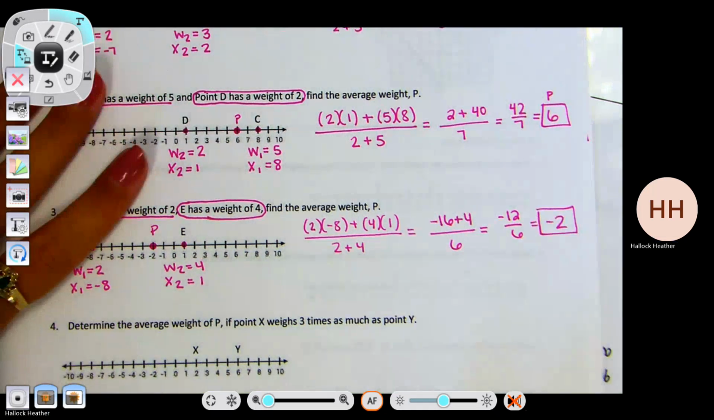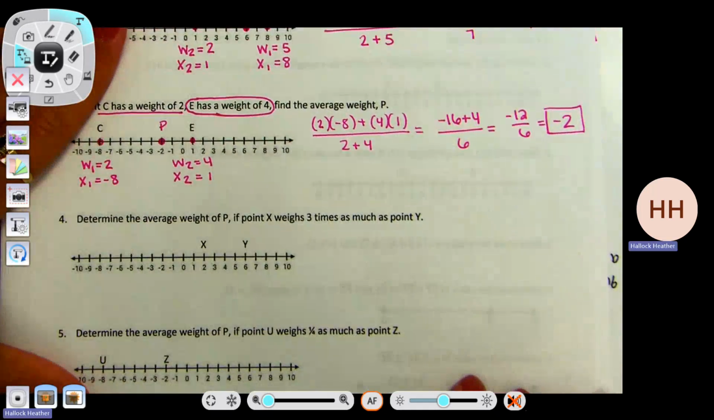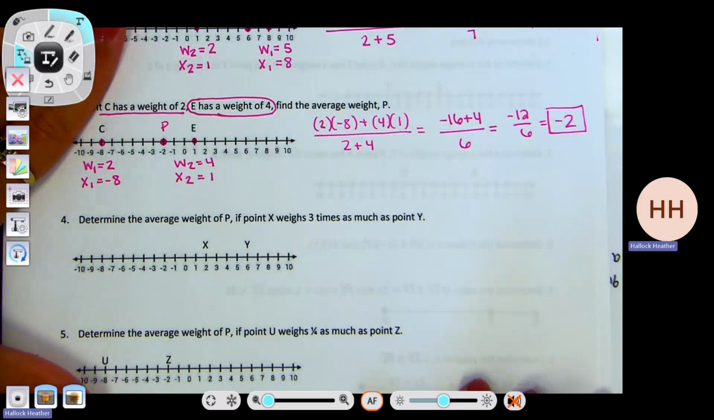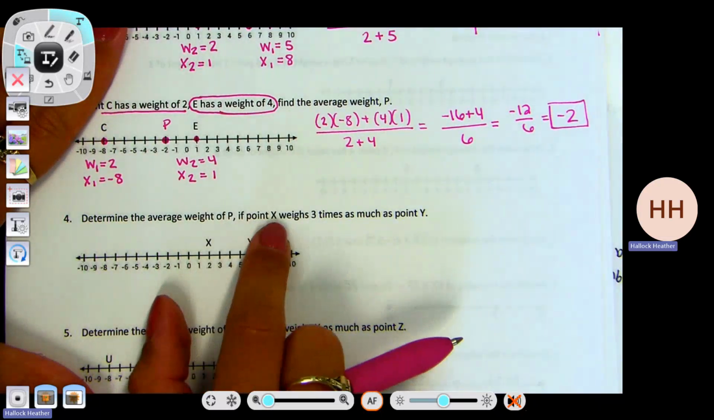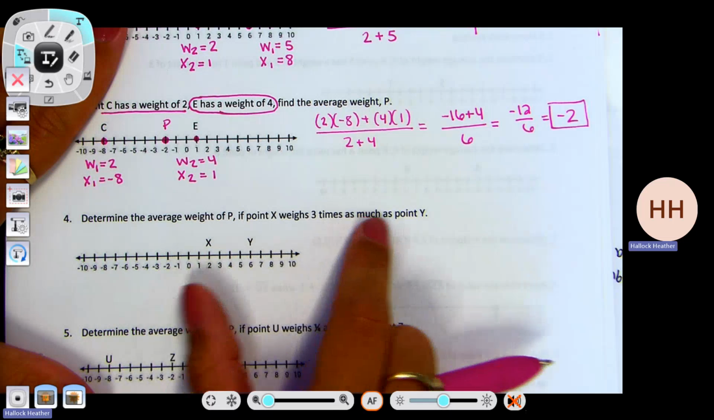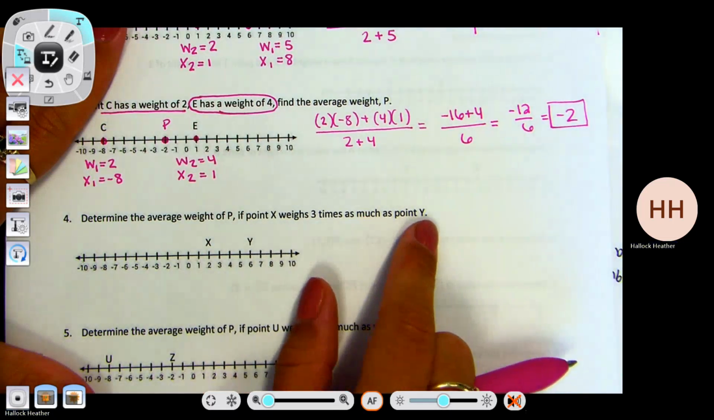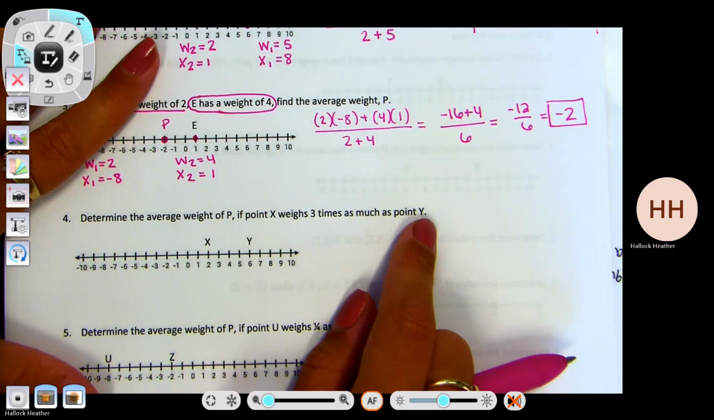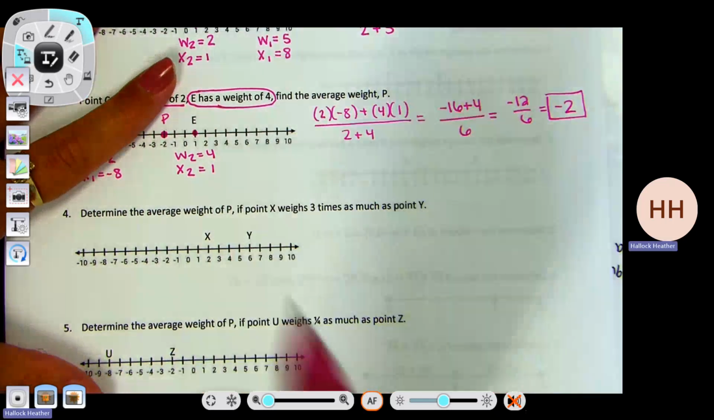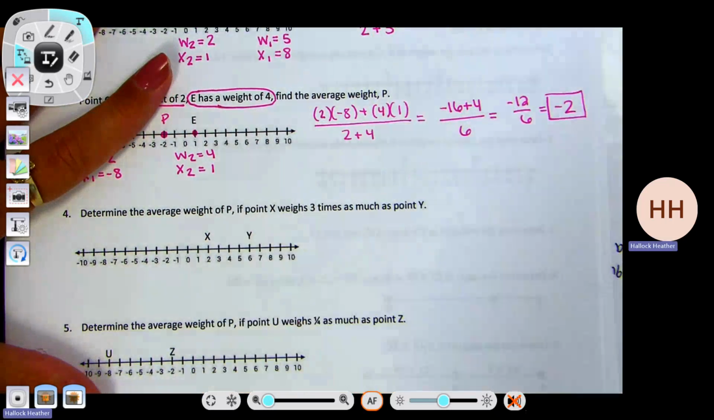What's up? I have a question. Okay. So now we're going to change it because now we feel comfortable. So it says, determine the average weight of P if point X weighs 3 times as much as point Y. Okay, so let's start by writing what we would normally write.